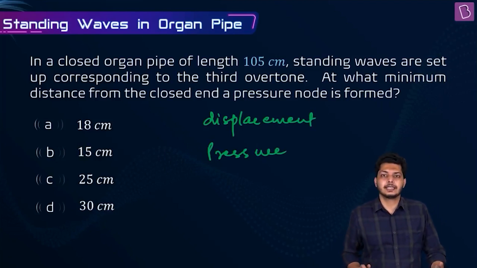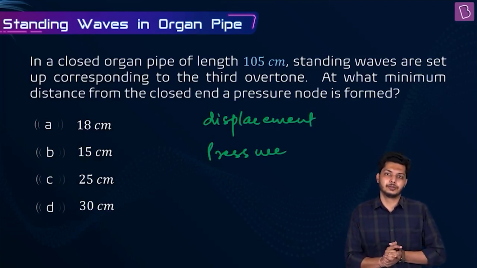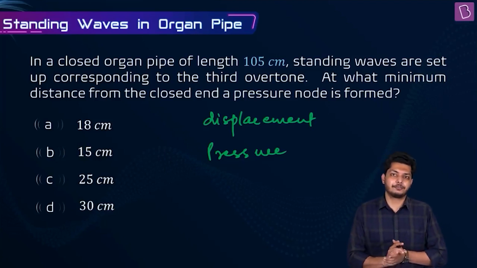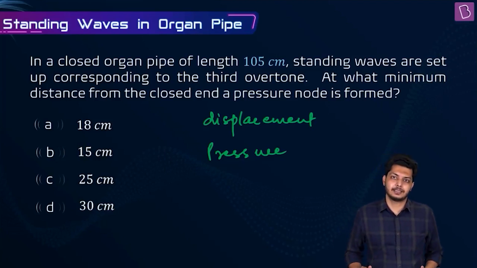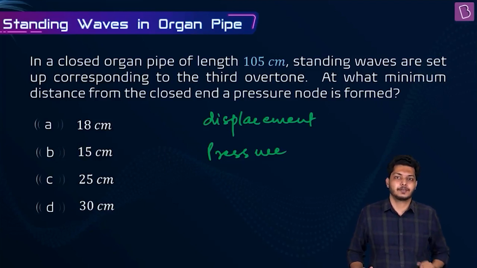Correct? Now from our previous knowledge, we know that there is a phase difference of 90 degrees between displacement and pressure wave. Correct? That means wherever there is a node formation for the displacement wave, there will be an antinode for the pressure wave at the same point. Or in other words, oppositely, wherever there will be a node for the displacement wave, there will be an antinode for the pressure wave. Is that clear?